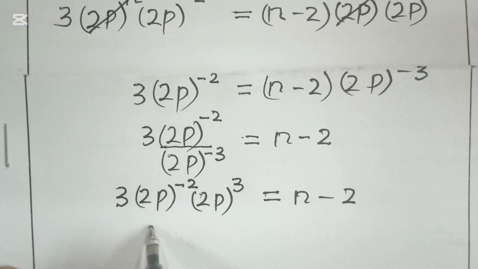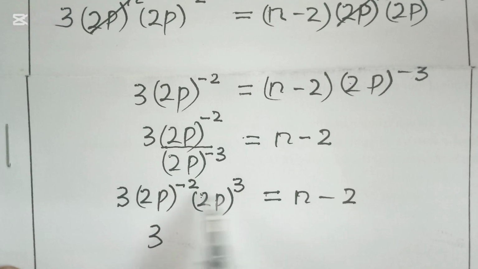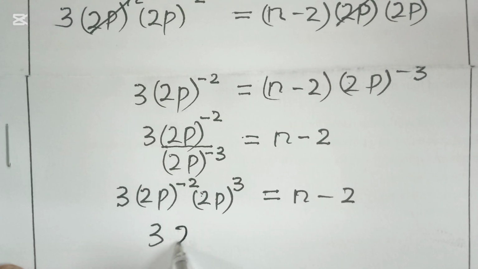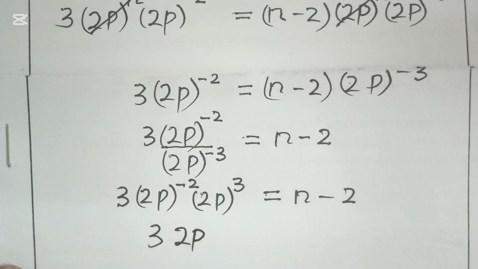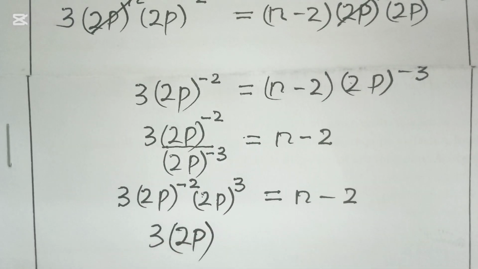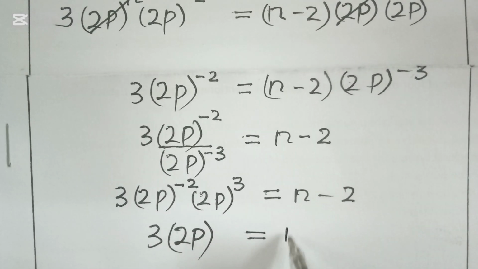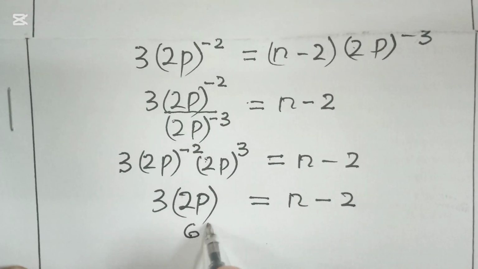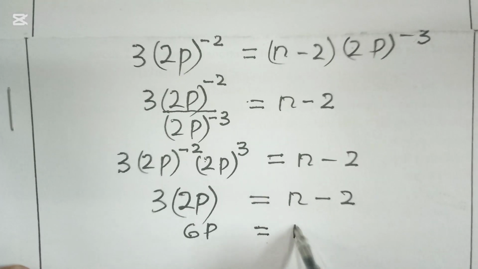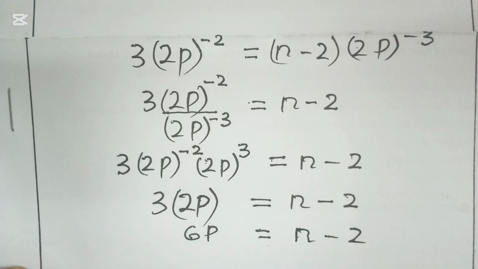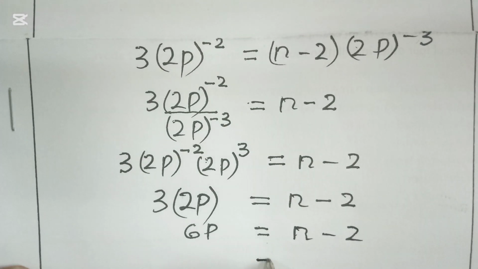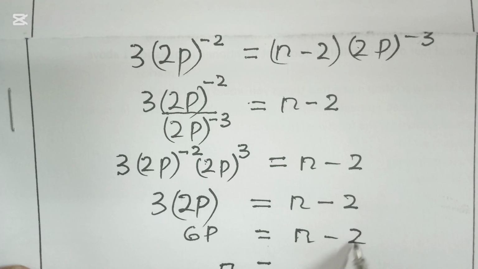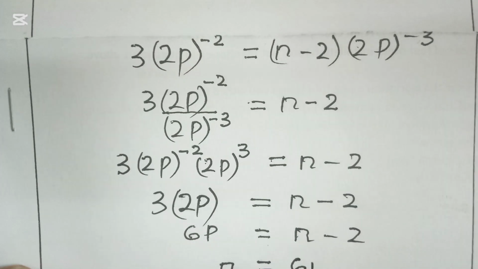Using the law of indices, we are going to add these two powers. If we add them, we shall have minus 2 plus 3, that is 1. So we shall have 2p raised to 1, and therefore we can leave it the way it is. This one is equal to n minus 2. So guys, we are going to have 6p equals n minus 2. And so therefore n is going to be equal to 6p plus 2.